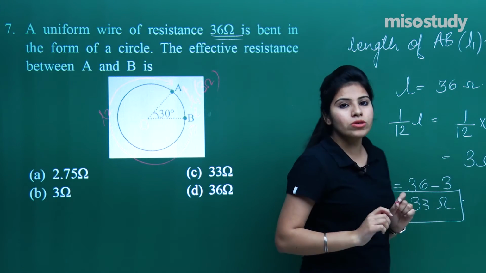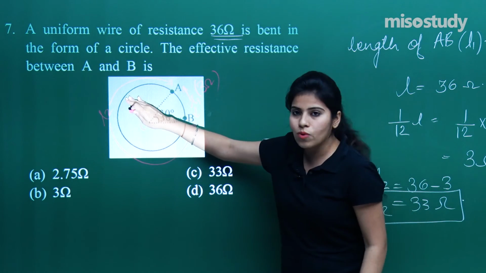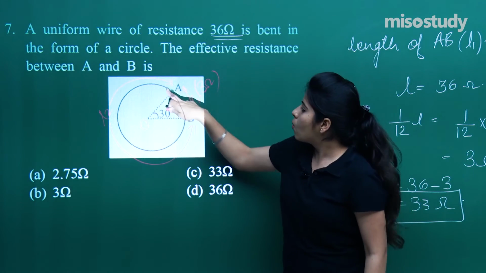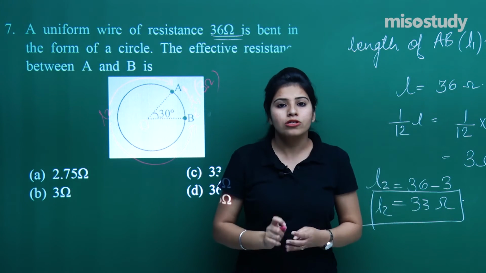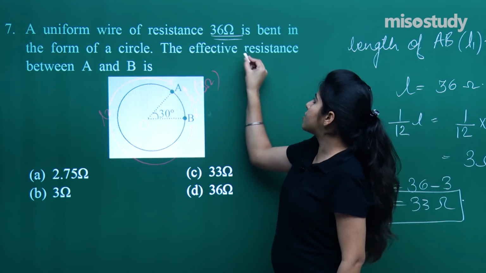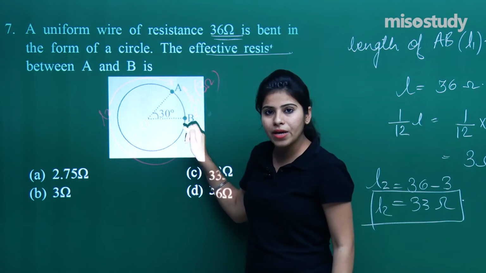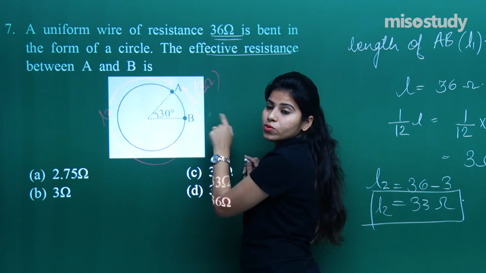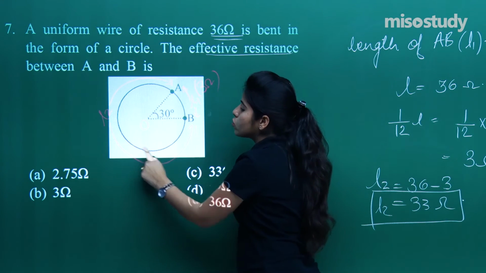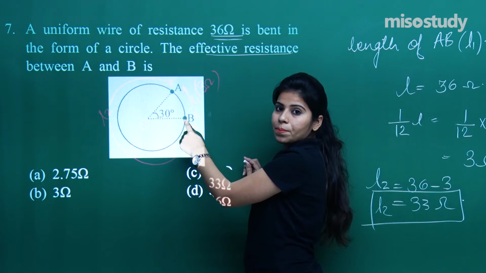Now because I know the resistance of this major portion of the wire, can we now find the effective resistance between A and B? Suppose this is a resistor between A and B, and this is also a resistor, the complete one, the bigger one.